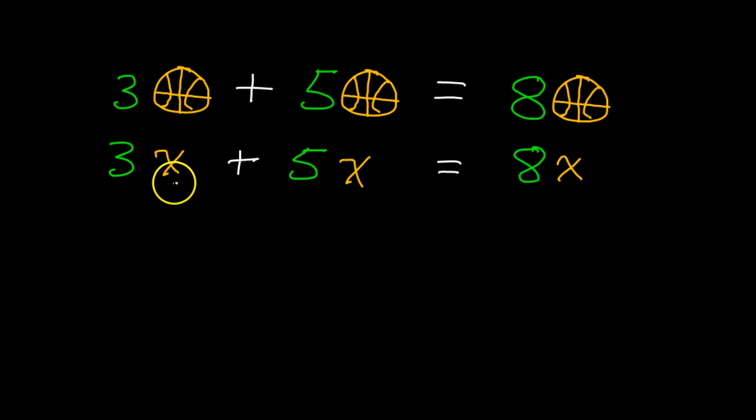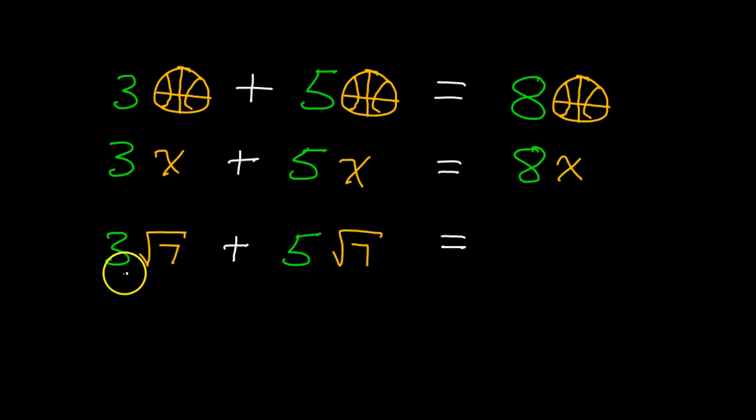So if I have radicals involved, if I have 3 radical 7 plus 5 radical 7, guess what I'm going to get? That's right, I'm going to get 8 radical 7. Because again, this means 3 of these things plus 5 of these things gives me 8 of these things. Now, of course, you see that it has to be the same item. It has to be basketballs and basketballs, x's and x's, radical 7s and radical 7s. If I had a basketball and then a football, it wouldn't make any sense.